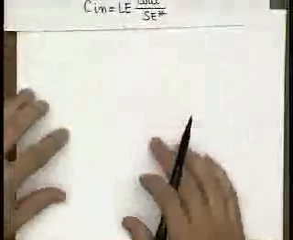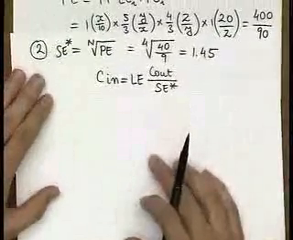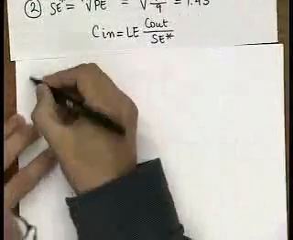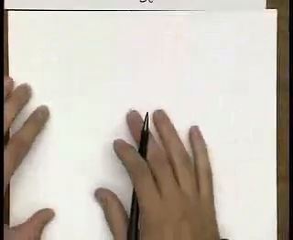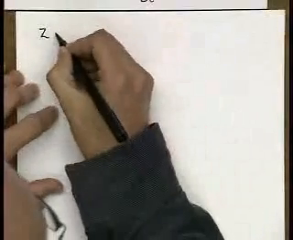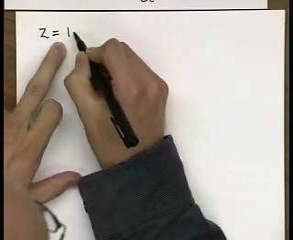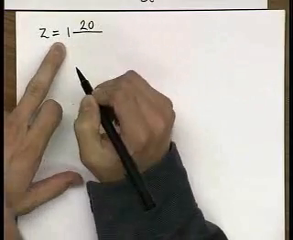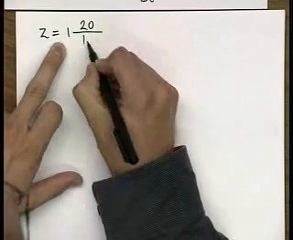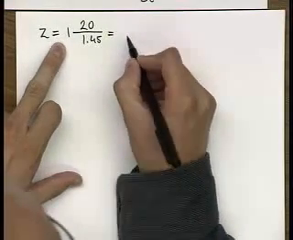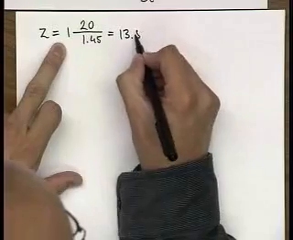Okay. So now let's calculate Z. We know that Z is equal to the logical effort of an inverter, which is 1, times the output capacitance, which is 20, divided by the optimum stage effort, 1.45. So Z comes to be 13.8.